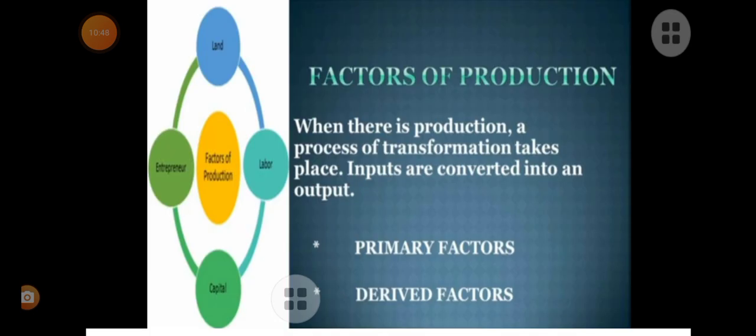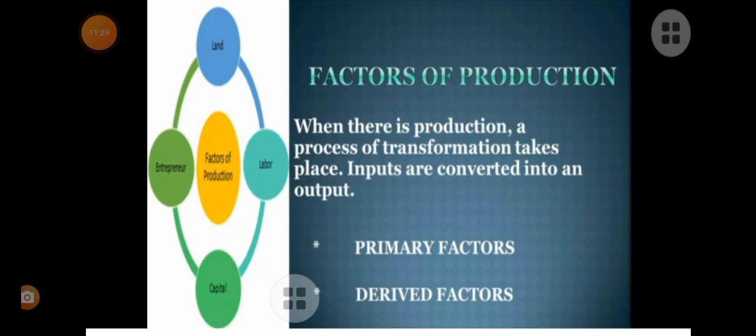Okay, factors of production. Factors means necessity, the need of production. When there is production, a process of transformation takes place. Transformation means converting something into another, for example, converting sugar cane into sugar. So inputs are converted into output.